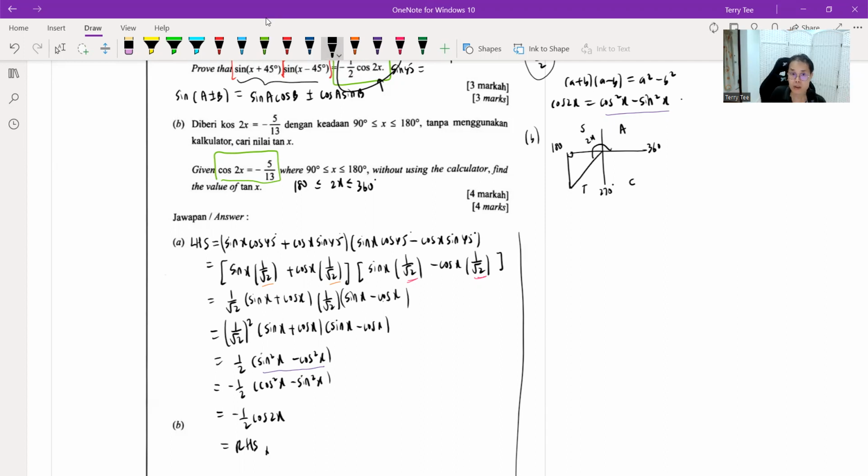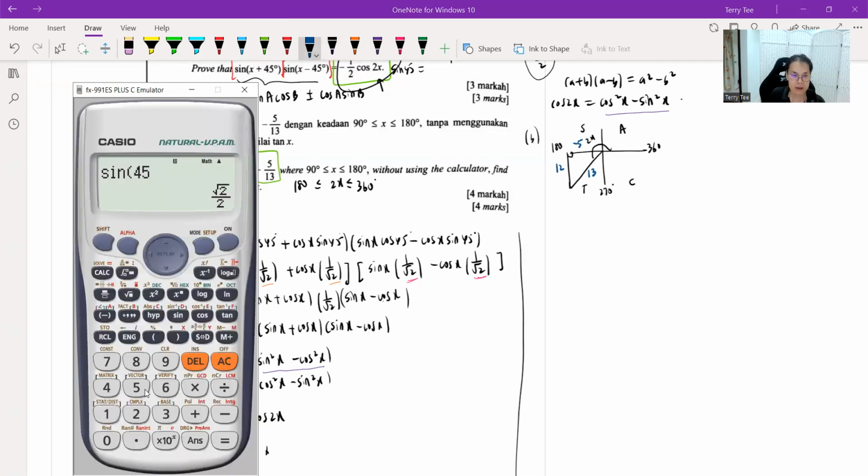And I hope you remember, when we write 5 over 13, it means your adjacent is 5. But you have to put a negative here. Maybe I'll use a blue pen, negative 5. Your hypotenuse is 13. My opposite is 12. Now you may wonder, how do I get 12? Well, Pythagoras, 13 squared minus 5 squared. Although you have a negative 5, it doesn't matter, because if I square it, it is still positive. Then you put a square root over, you get 12. And remember to put a negative here.